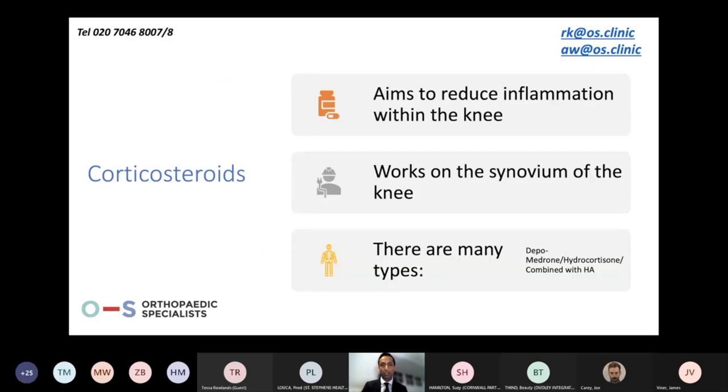Now, when we introduce steroids in any joint, the whole point of it is to try and reduce inflammation within the joint. It works on the synovium of the joint. So the synovium is the lining of the joint, which gets inflamed, and that has pain receptors within it, and that can generate pain and causes the issues that we've mentioned earlier. So being unable to work, having to take pain relief, and it really affects their activities of daily living. There are different types of steroids on their own, dexamethasone, hydrocortisone, and those that are combined with hyaluronic acid.